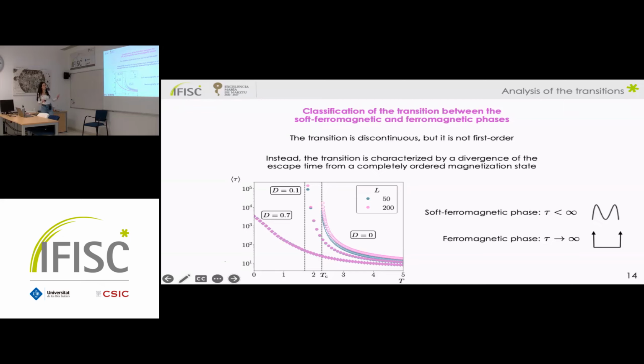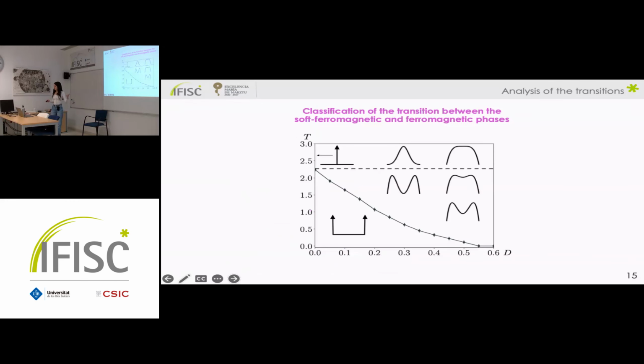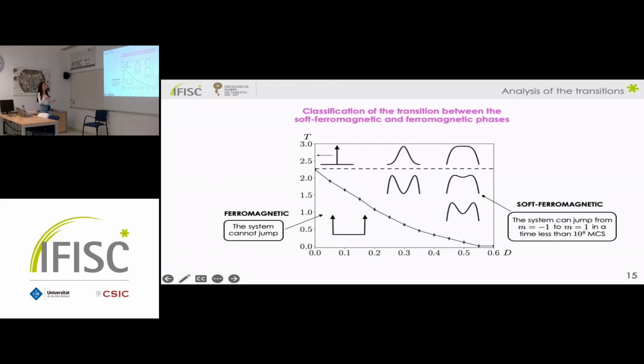So there is no divergence of this quantity. Okay, so now we can understand how we can obtain this line here in the phase diagram separating the ferromagnetic and the soft ferromagnetic phases. This line separates the region where the system can jump from m equal to -1 to m equal to 1 in a time less than 10 to the 8 Monte Carlo steps, which is the soft ferro region, from the region where the system cannot perform this jump, that is the ferromagnetic region.